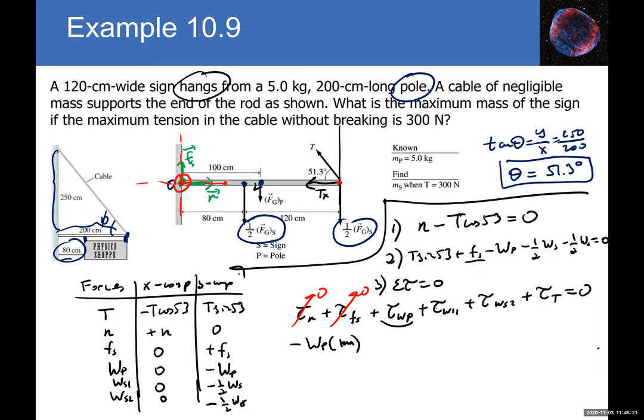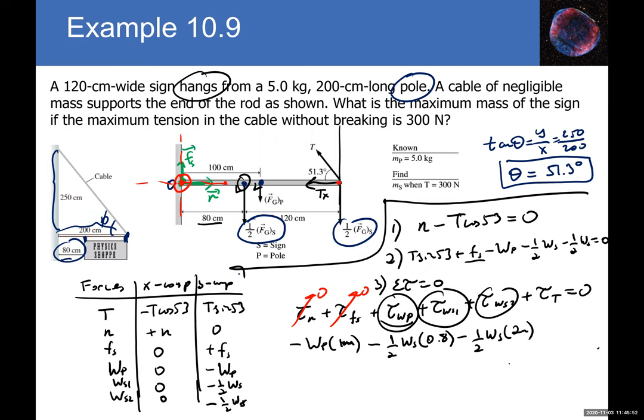How about this one? Weight of the sine one, let's say this point over here. I know that this point is 80 centimeters from the wall, and it's also negative, so negative 1/2 weight of the sine times 0.8. It's also perpendicular, so it's 90 degrees. How about this guy? Well, it's 1/2 weight of the sine times how far away it's acting, and it's acting 2 meters away.